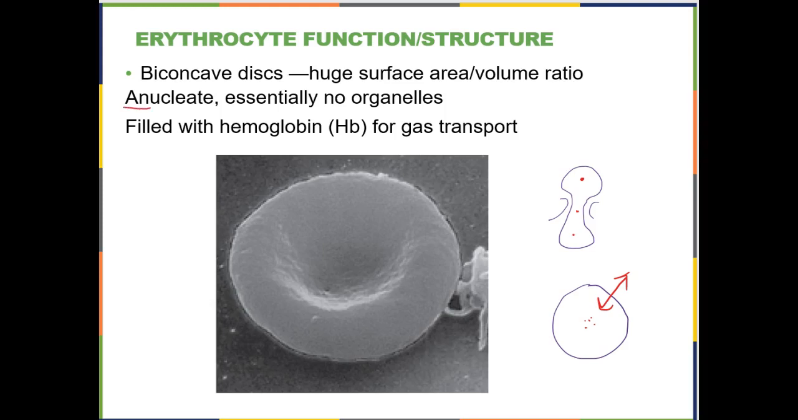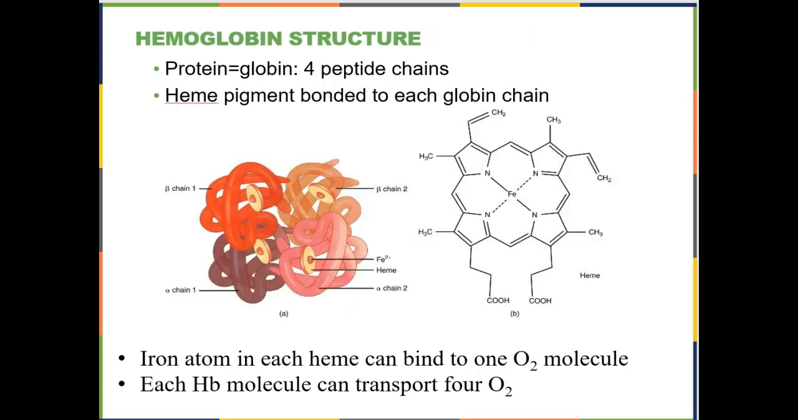Anucleate here, you might guess, means without a nucleus. So they are essentially bags of hemoglobin. They have very few organelles and no nucleus, simply so that they can transport respiratory gases. So hemoglobin, we want to know a little bit about now, and we'll talk more about hemoglobin when we cover the respiratory system, and we'll talk about oxygen and CO2 and how they interact with hemoglobin.